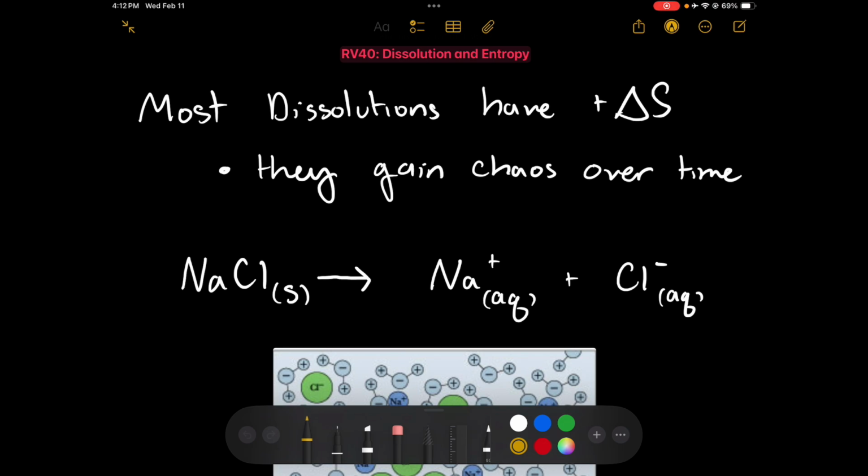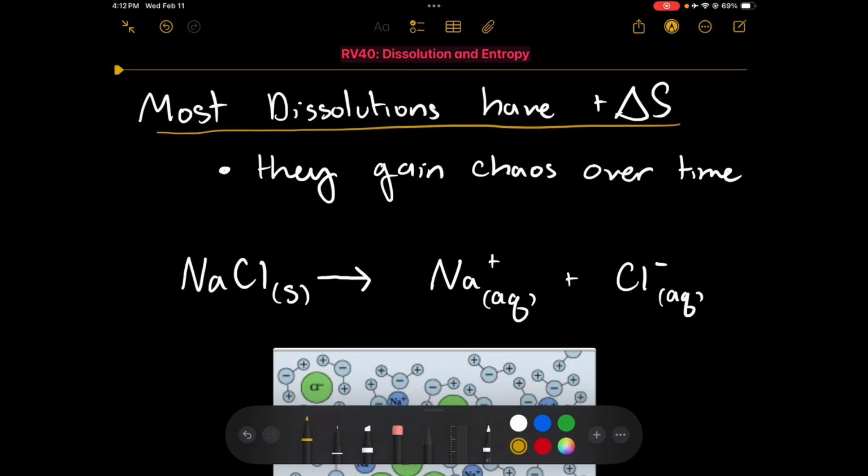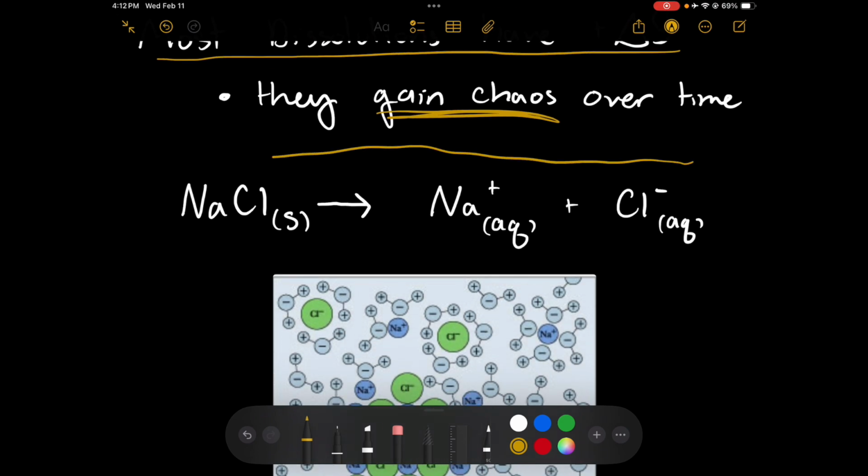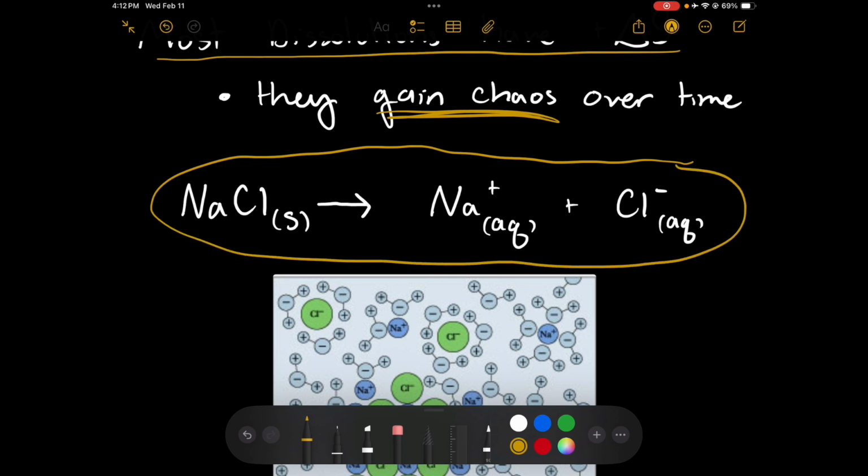Most of the time, 90% of the time, dissolutions are going to have a positive entropy value, meaning that those dissolutions are gaining chaos or gaining disorder over time. And if you look at the dissolution of sodium chloride chemically, it kind of makes sense, right? Because on the left-hand side, we have a solid, and on the right-hand side, we have aqueous. So that means that our molecules are gaining disorder because they are popping off of that superordered solid and they are moving around now, right?